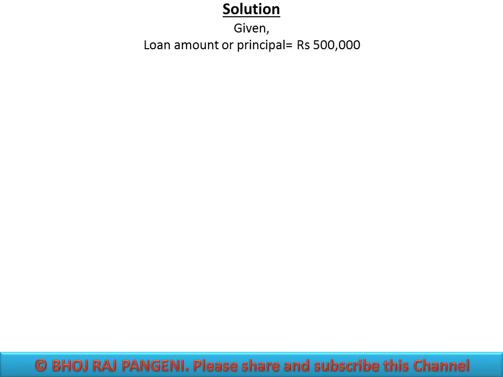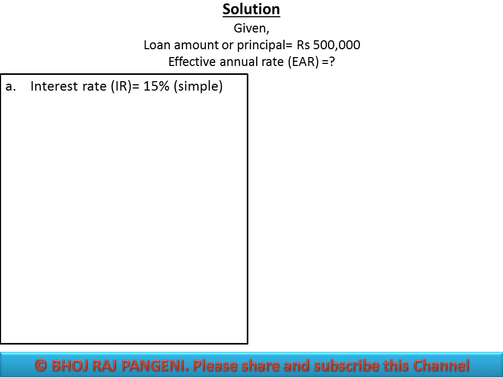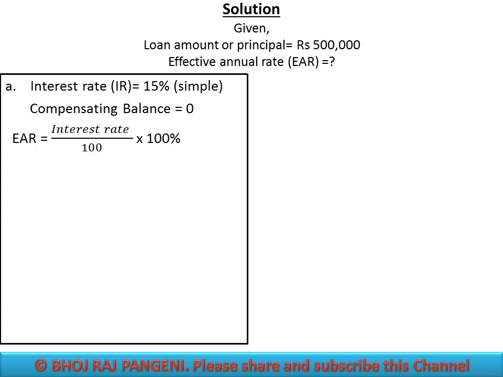Now, the given loan amount or principal amount is 5 lakh or 500,000, and the effective annual rate EAR equals what? For A, interest rate IR equals 15%, that is simple interest rate, and the compensating balance is not given, so CB equals 0. Now EAR equals interest rate divided by 100 into 100%. Interest rate means 15% divided by 100 into 100%. 15% is our simple interest loan. Effective rate is also 15%.